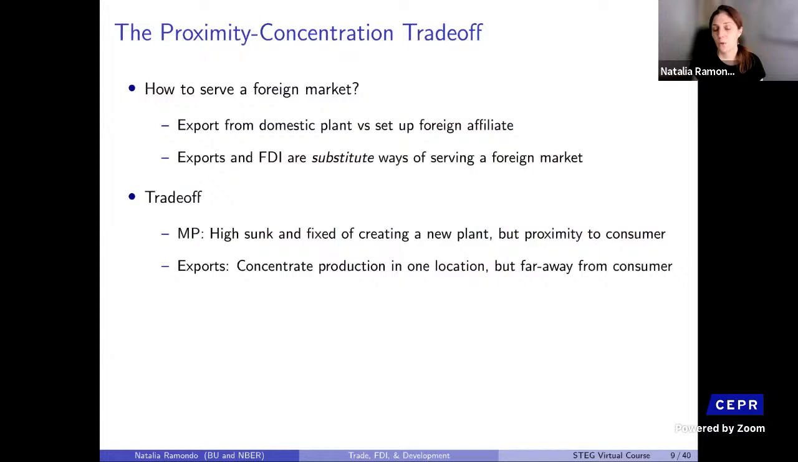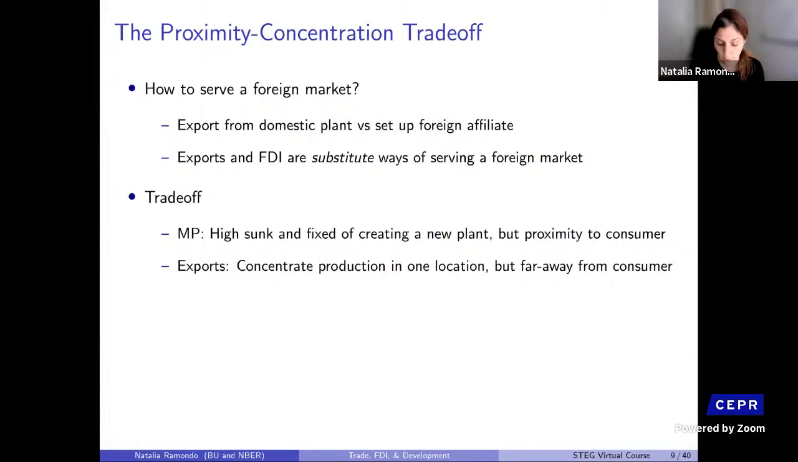So the dilemma is how to serve these foreign consumers. You can export from an existing domestic plant or you can set up a new foreign plant. And in this way, exports and FDI or MP serve as substitute ways of serving this foreign market. The trade-off is that MP implies high sunk or fixed costs, because you have to open a new plant, but with proximity to consumers, you are there in the host market where consumers are. Exports, on the contrary, mean you are far away from consumers, so firms have to incur trade costs, but they can concentrate production and take advantage of scale economies in one location. That's why it's called the proximity versus concentration trade-off.